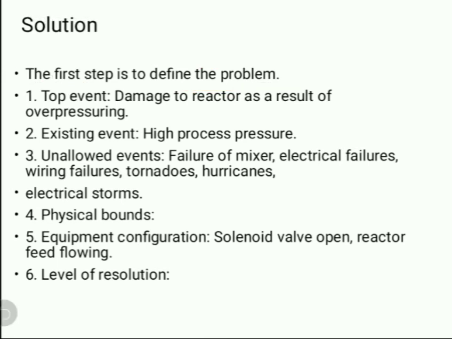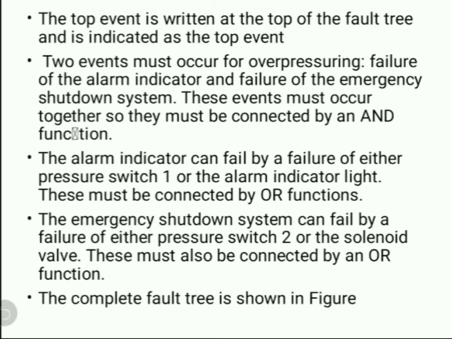Now what is the existing event? High process pressure. Then the unallowed events will be failure of mixture, electric failure, wiring failure, tornadoes, hurricanes. So these are all the unallowed events. Electrical storm, and we have to consider the physical bounds, then equipment configurations: solenoid valve open, reactor feed flowing. All these things we have to consider, then the level of resolution. Now after that, what do we have to do?